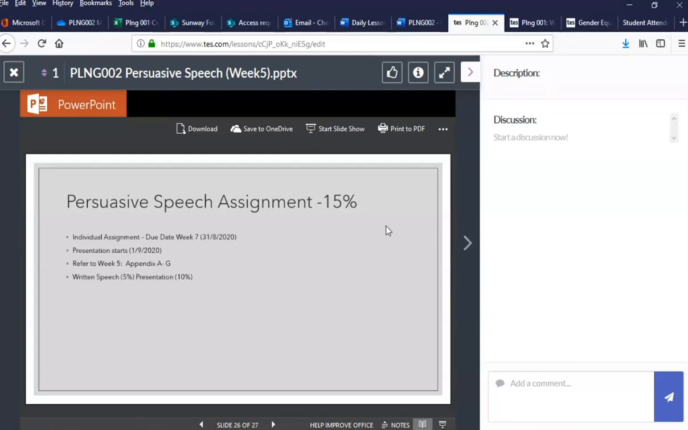For the whole of next week, we will be learning about persuasive speech, and you will be working on your persuasive speech in class. Presentations start on the 1st of September 2020. Refer to week 5 appendix A to G, where the materials are. The written speech is 5% and the presentation is 10%.